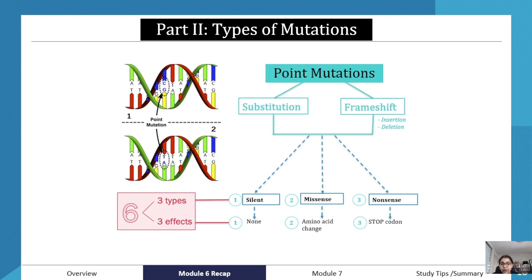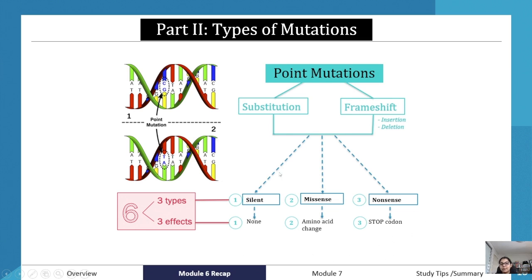So we've got point mutations. So point mutations are a type of mutations that happen as a result of damage to DNA, and there are two distinct categories for them. The first one is substitution, so they can be substitution mutations or they can be frameshift mutations. So with frameshift mutations, there are two specific types. There is insertion or deletion. So we've basically got the three types of mutations that happen as a result of these and the three effects.